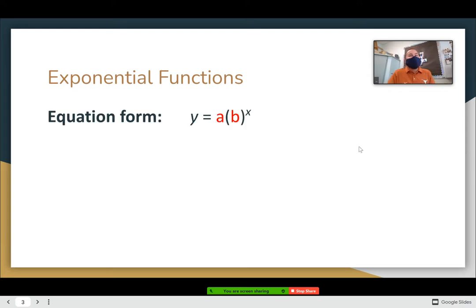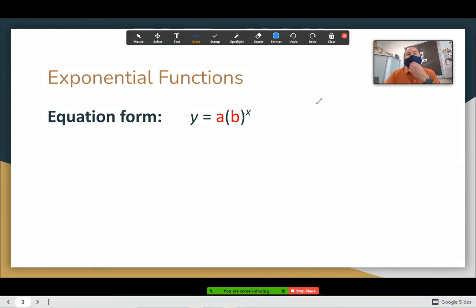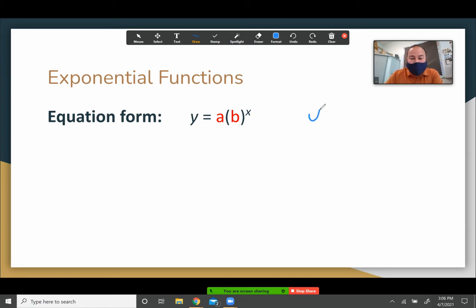And here's the form of the equation for exponential. Does this look familiar? You remember this from last year, Algebra 2. Now, some of your Algebra 2 teachers may have liked to write it this way. Watch. I don't like writing it this way: a times b to the power of x.